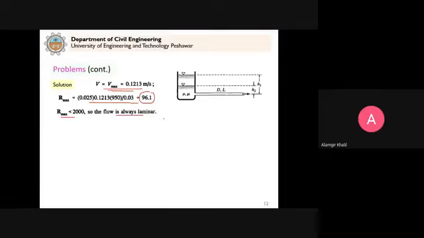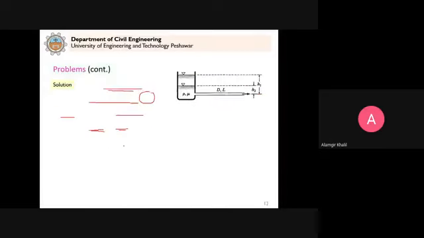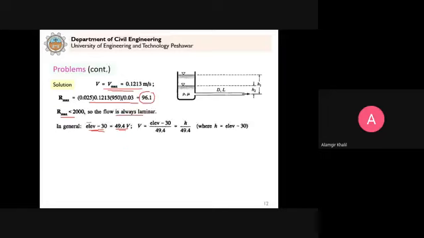So it means that the flow is always laminar flow. So in general, what we can do is that elevation minus 30 is equal to 49.4 times V. What we write down here, this is fixed. 30 is fixed. 36 can decrease. So 36 minus 30 is equal to 49.4 V. If you want to generally write down, it means that any elevation minus 30, because 30 is fixed, will be equal to this. So accordingly, you will get the value for the velocity.